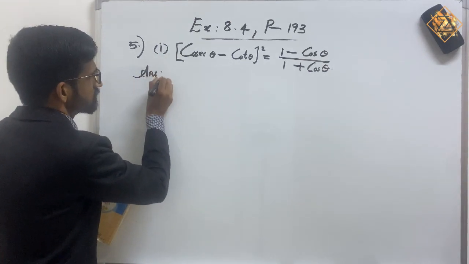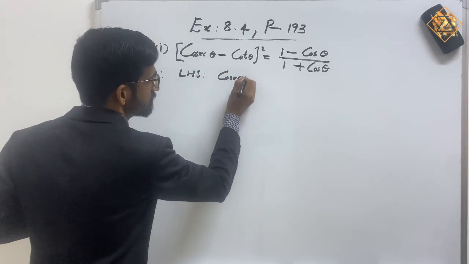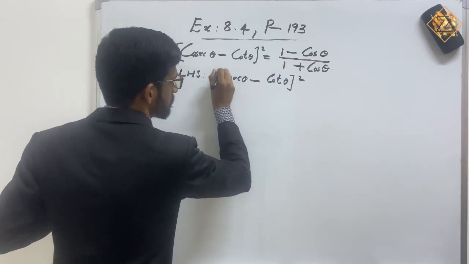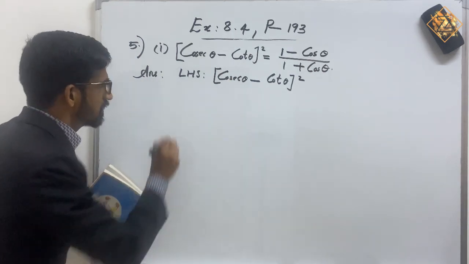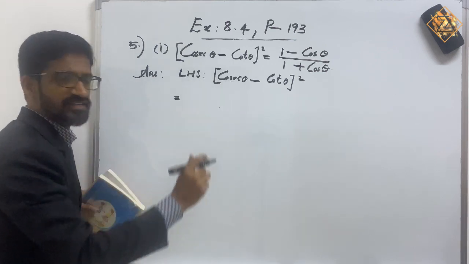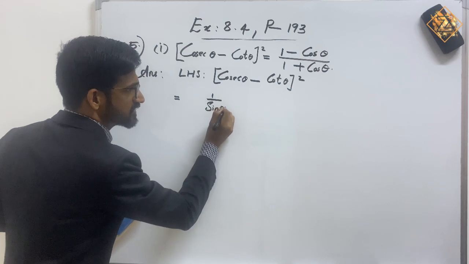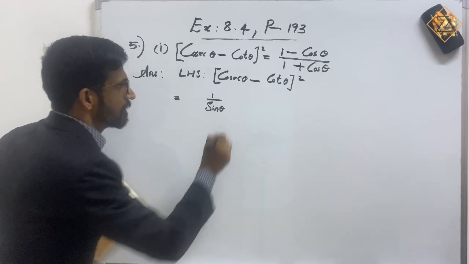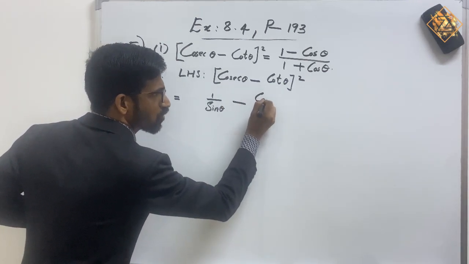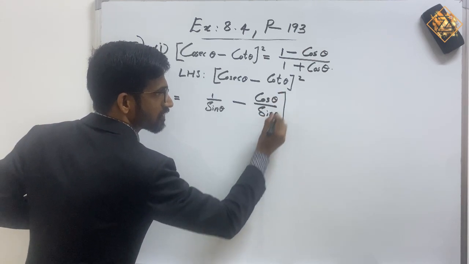Answer. LHS, it is given: (cosec theta minus cot theta) whole square, equal to cosec theta, which we can write as 1 by sin theta, minus cot theta, which we can write as cos theta by sin theta, whole square.